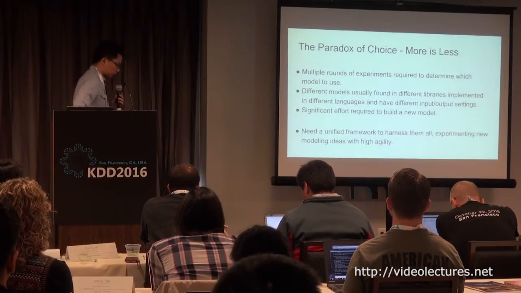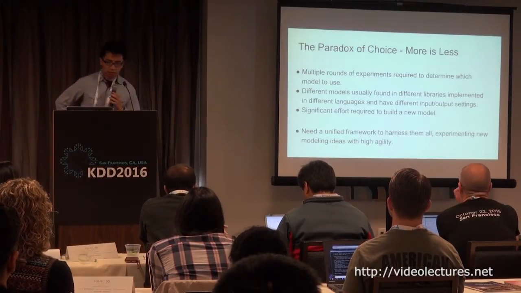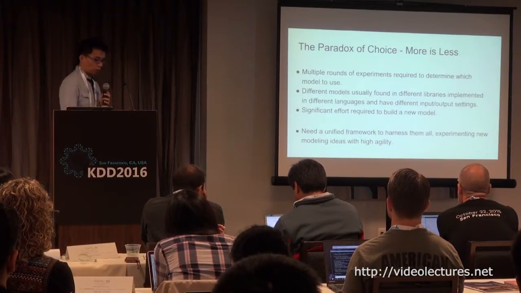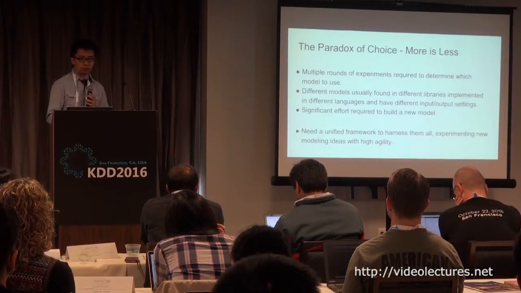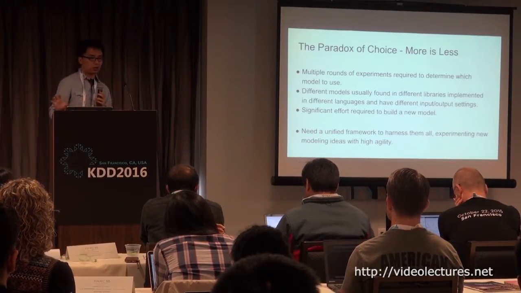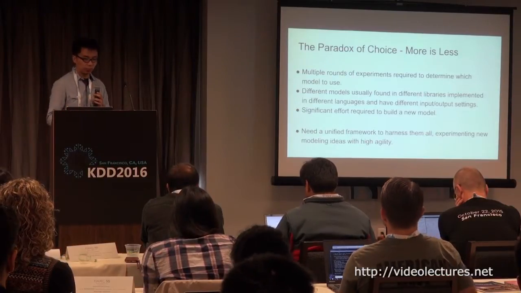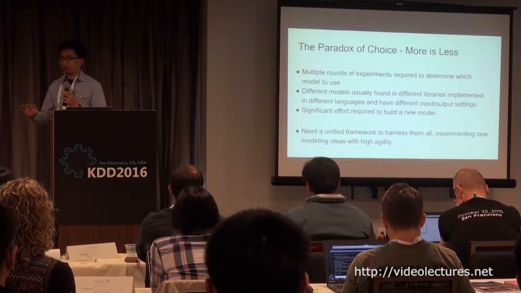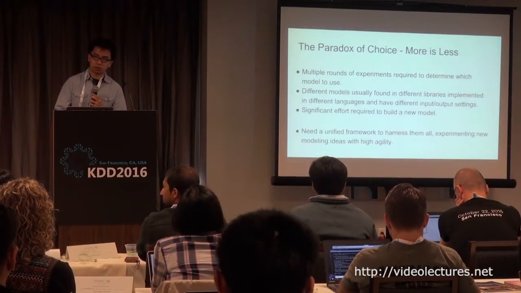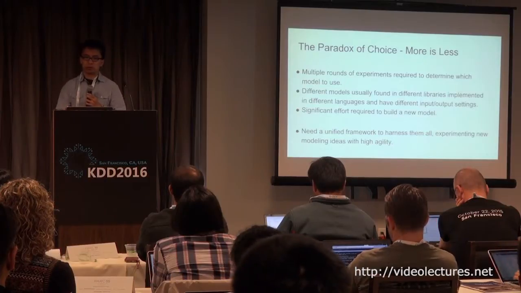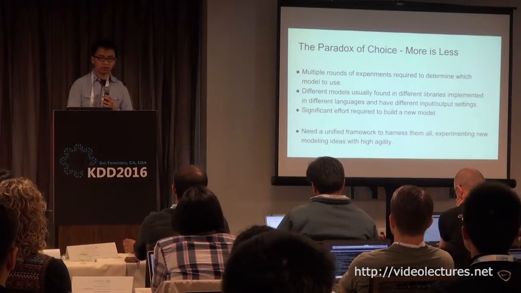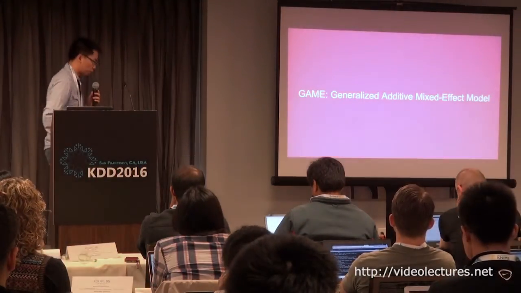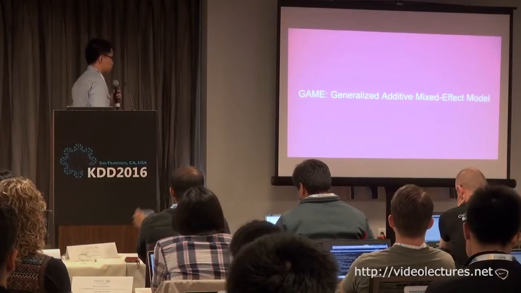So here comes the point of the Photon ML library. Our design motivation, our goal, is to provide a unified framework that can harness all the models mentioned above. Within this library, we can experiment with different new modeling ideas with high agility. For example, you can try linear regression, you can try logistic regression without too much context switch, you can try matrix factorization, you can even try other models. And here's the framework we are going to use in the next 10 minutes to discuss.